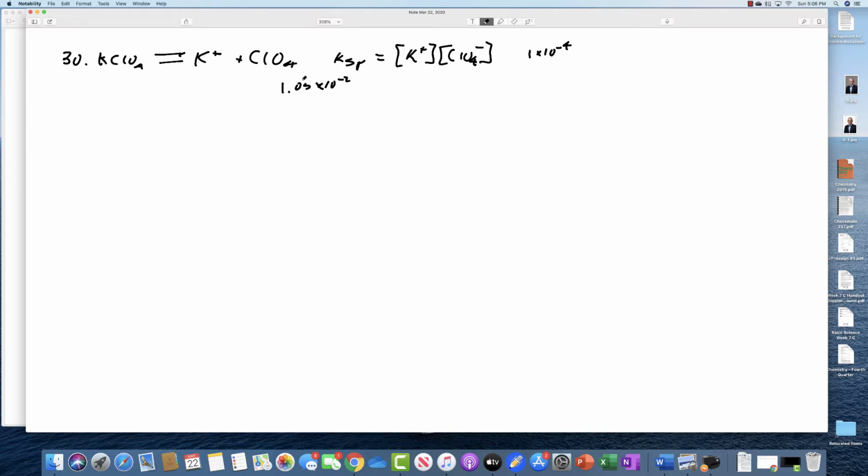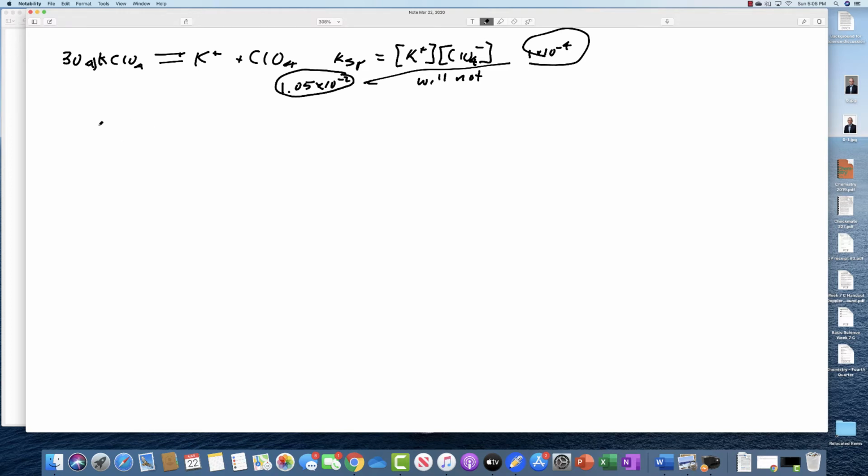Now what that tells you, since this number that you calculated is less than this number, is that it will not precipitate. If this number is greater than this number, then it does precipitate. And I bet you money this next one is probably an example of that.